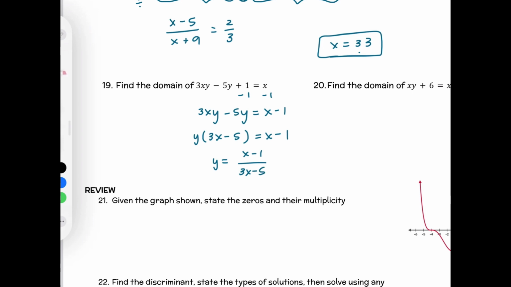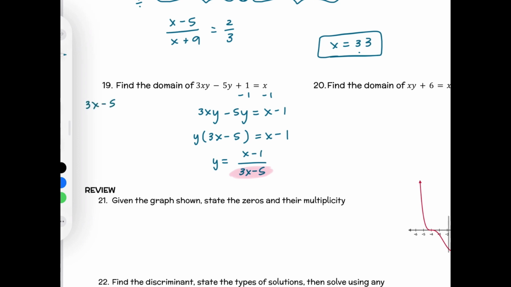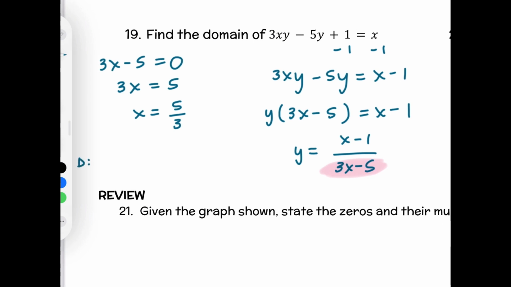All right, and the whole question is asking, what is the domain? We now have a rational function. Our domain can't have anything that makes this denominator 0. So set the denominator equal to 0 and solve for x. So we'd have 3x equals 5, x equals 5 over 3. And then we have to write that in interval notation. So we would write it as negative infinity to 5 over 3 union 5 over 3 to infinity.